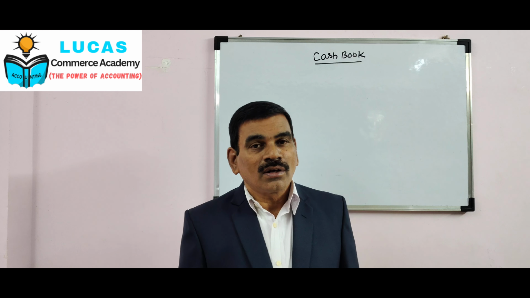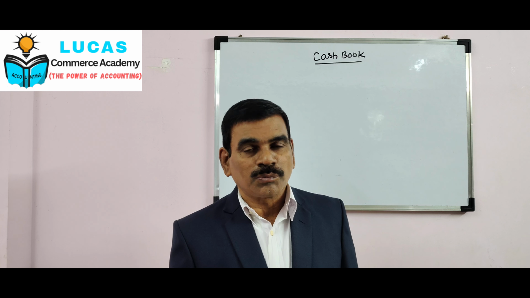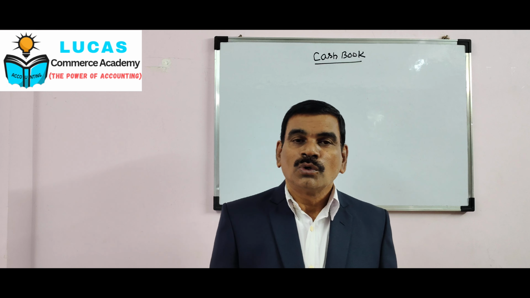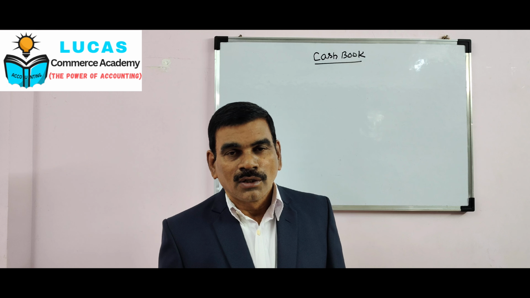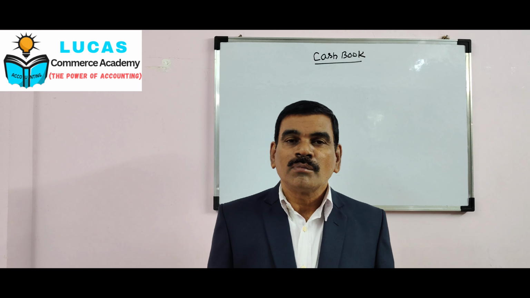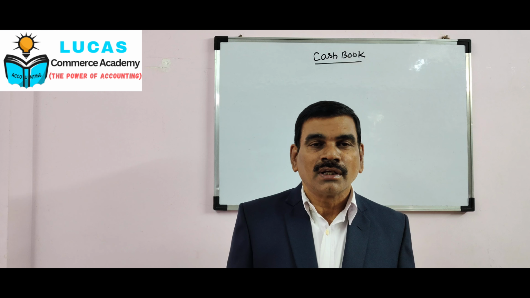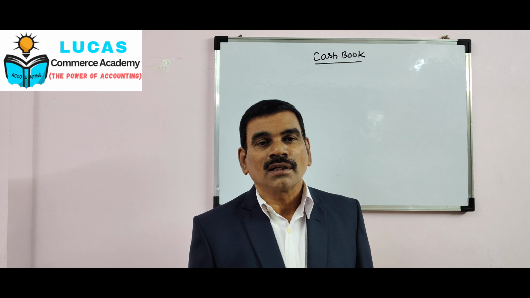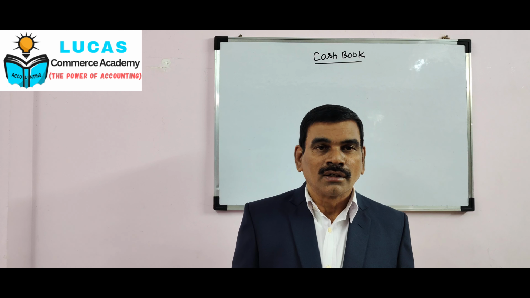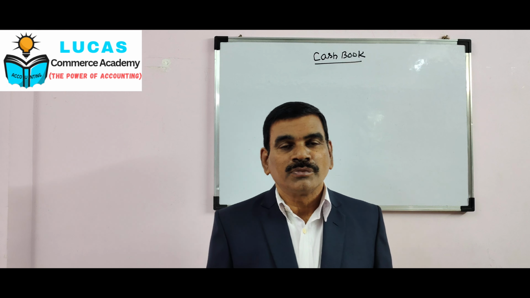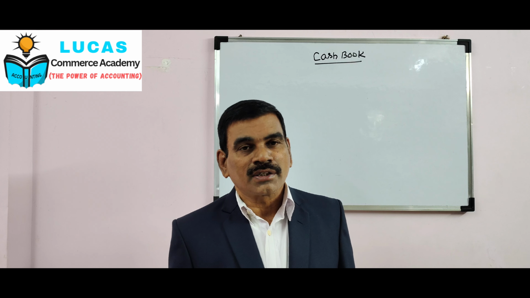There are three main objects of preparation of this cash book. Number one, to know the total receipts during a given period. Number two, to know the total payments during a given period. Third one, to ascertain the closing cash balance at the end of that period. So these are the three main objects of preparation of a cash book.